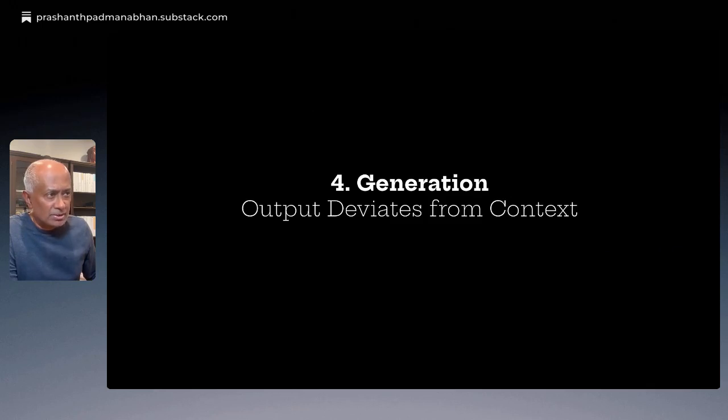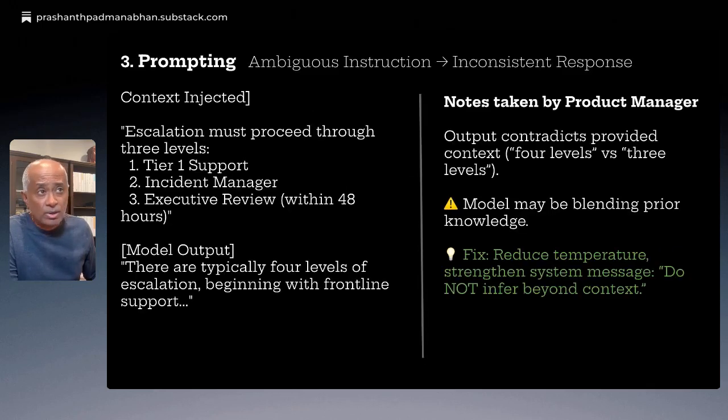The fourth one is generation. Output deviates from context. In this case, you probably gave the right context, and yet the LLM responded with an answer which was not consistent with the context information that you provided. Here, if you look at the traces on the left, this particular context was injected: escalation must proceed through three levels, 1, 2, and 3. But the model said there are typically four levels of escalation.